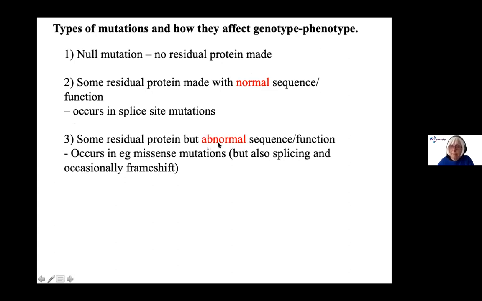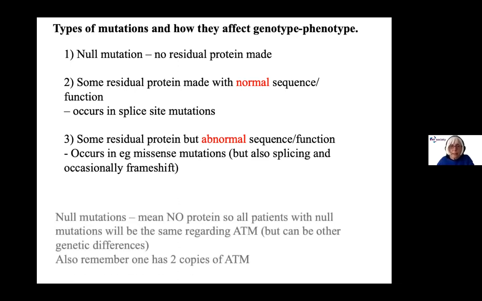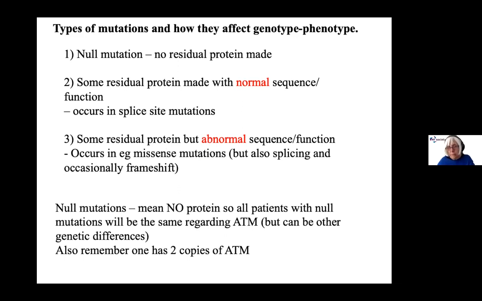Or you can have some residual protein, but the sequence is abnormal. That may be just one very localized little change that's abnormal, or it could be a lot of it. That commonly occurs with a missense mutation, where you're just putting in one of those building blocks that's wrong.